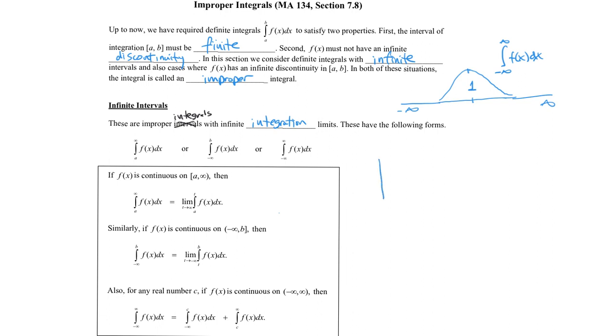Let's do an example of finding the area. So let's say we're looking for the area under this curve between a and b. And we're really familiar with doing something like this.